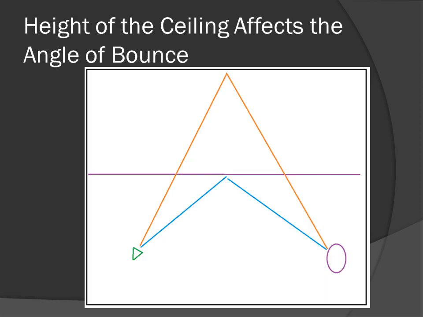Height of the ceiling affects the angle of the bounce. Look at this diagram. The purple line is the low ceiling. The black line is the high ceiling. Look at the angle of the light as it heads towards the subject, which is the purple circle. The lower ceiling means you're coming down closer to the face. The higher ceiling means you're coming down to the top of their head.